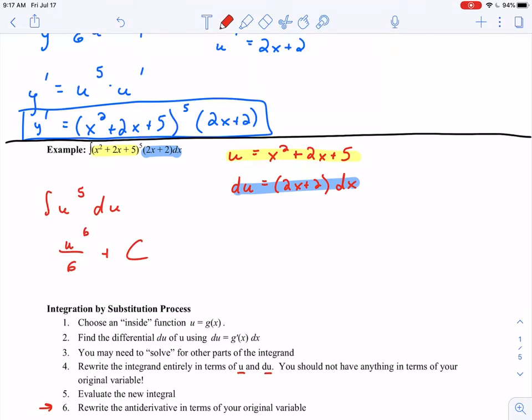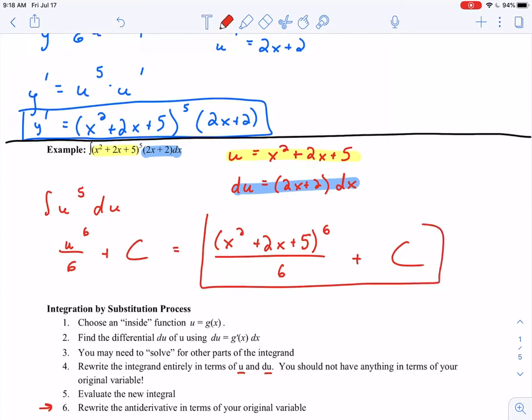So I just want to rewrite this. The way I think about it is if I started with something in terms of x, I would like to end with something in terms of x as well. So here, u to the 6th, that's x squared plus 2x plus 5 to the 6th power divided by 6 plus my constant of integration c.